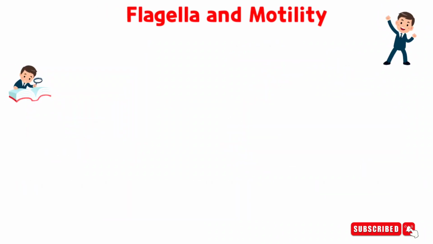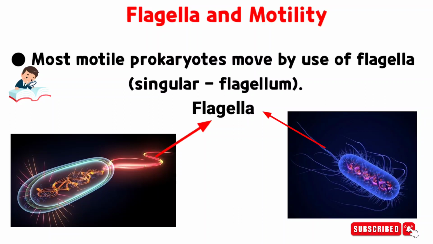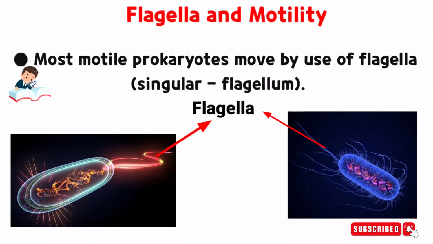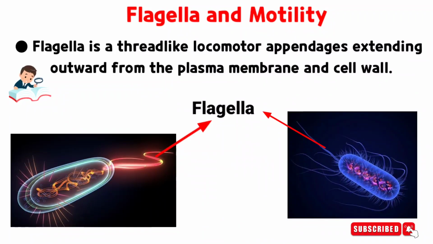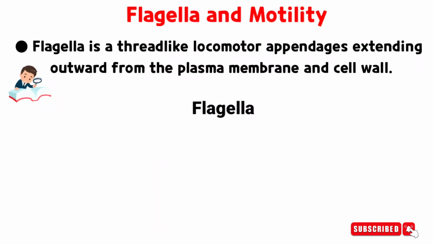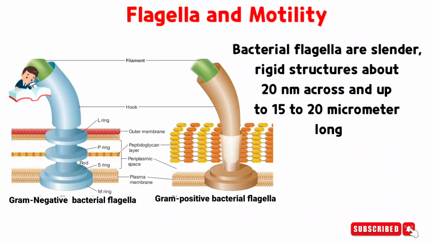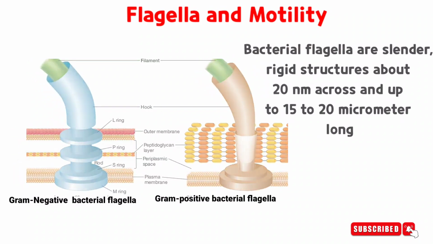Coming to the flagella and motility, most motile prokaryotes move by use of flagella, that is, thread-like locomotor appendages extended outward from the plasma membrane and cell wall. Bacterial flagella are the best studied and they are the focus of this discussion. Bacterial flagella are slender, rigid structures about 20 nanometers across and up to 15 to 20 micrometers long.